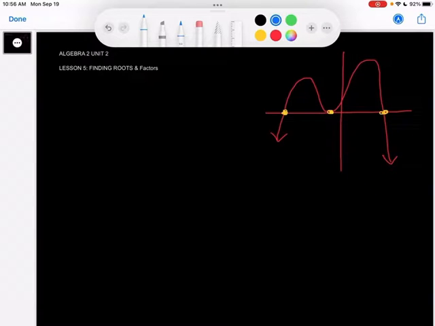So in the last video, we talked about plugging in all of your possible rational roots into your table and finding the ones where y equals 0. Any of those will end up being a root. We also talked about how you get a factor from a root.